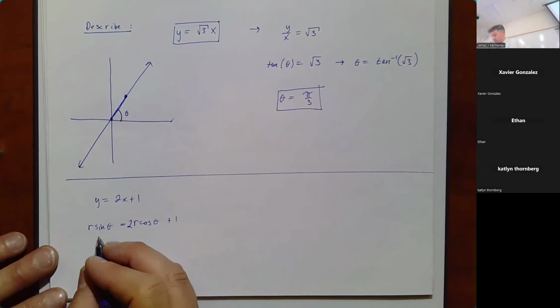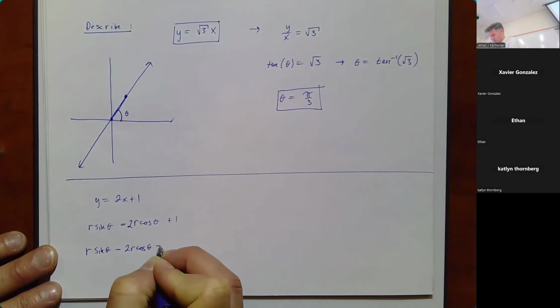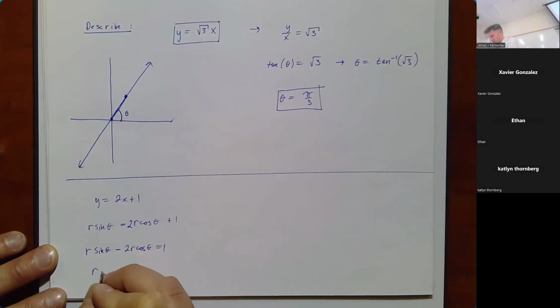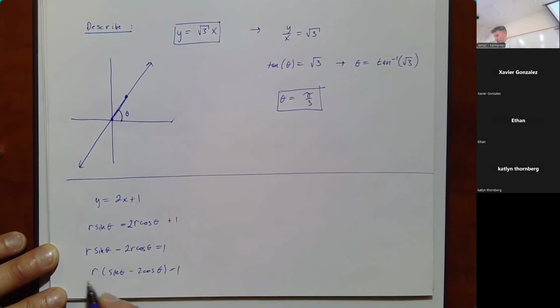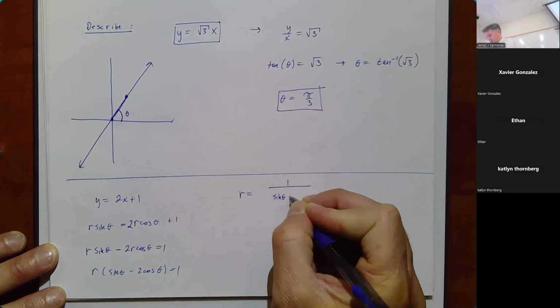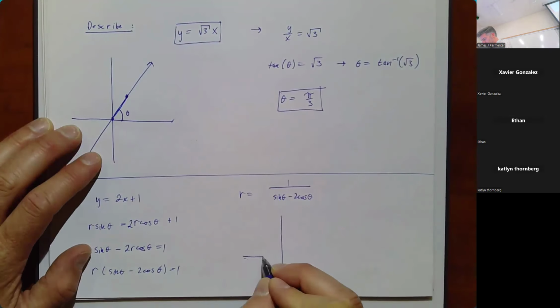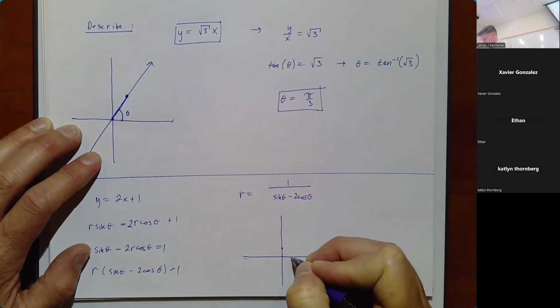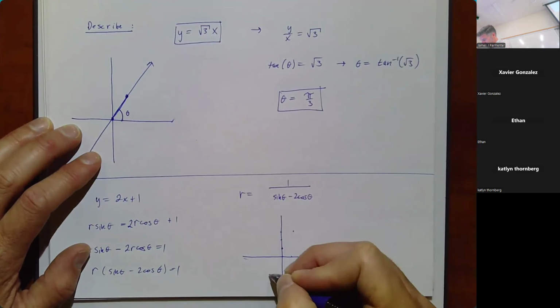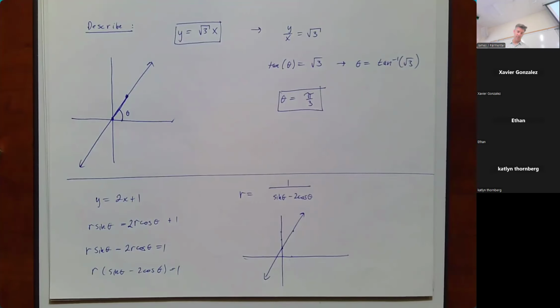Bring all the r's to one side. So you have r sine theta minus 2 r cosine theta equal to 1. Factor out the r: r times sine theta minus 2 cosine theta equal to 1. And then finally, divide by whatever's multiplying r to get r equal to 1 over sine theta minus 2 cosine theta. Not a particularly nice equation, but it is the equation of the line y equals 2x plus 1. So something like this, in polar coordinates. Interesting.